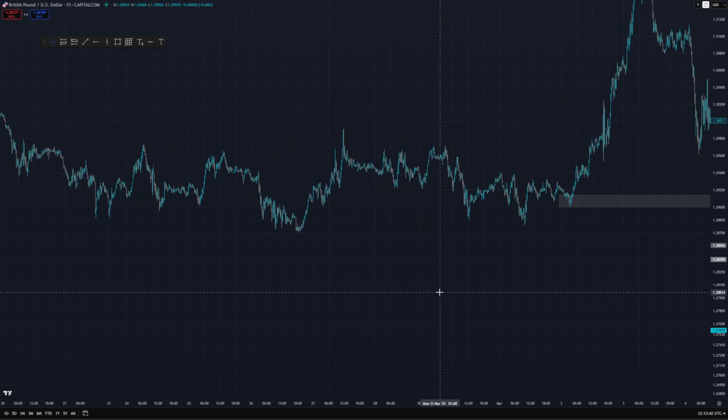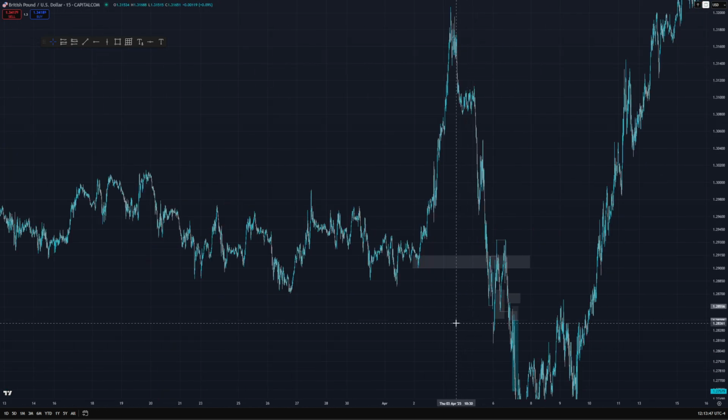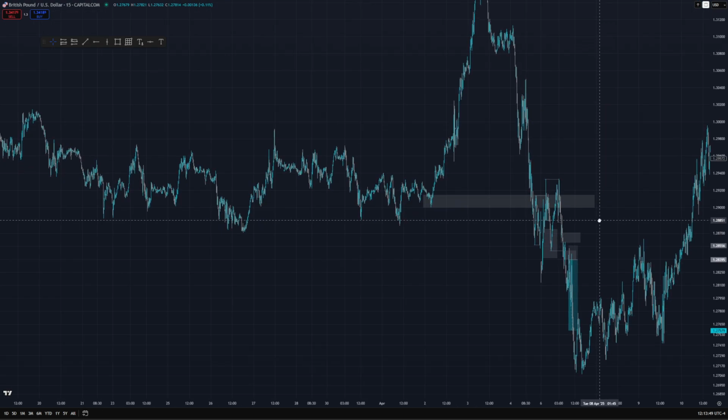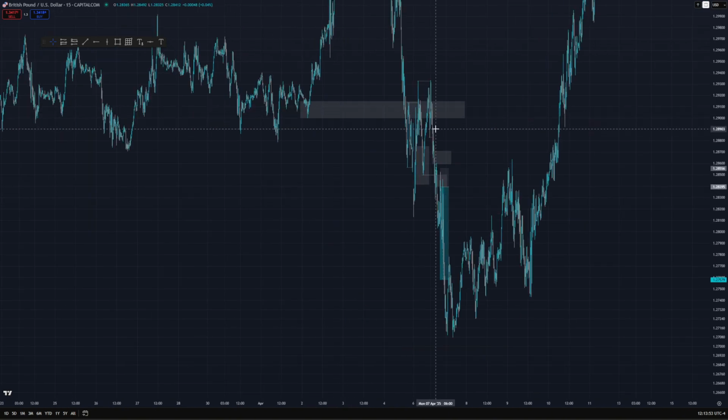But that is literally it. Breaker blocks are very simple. Not many people use them. I've never really used them or paid attention to them personally. They're very good to point out, good to mark out on a chart to keep an eye on, and to remember the market structure shifts and just order flow.